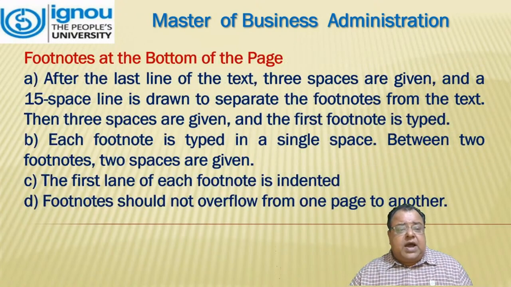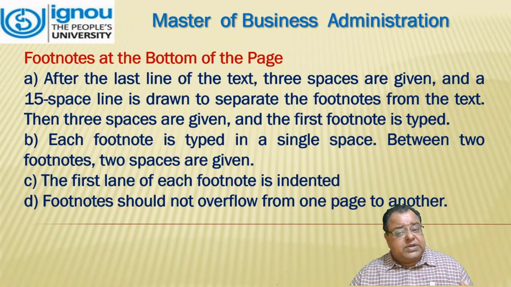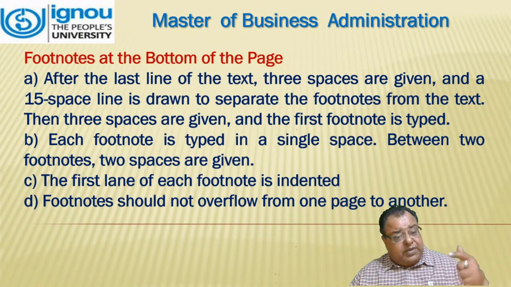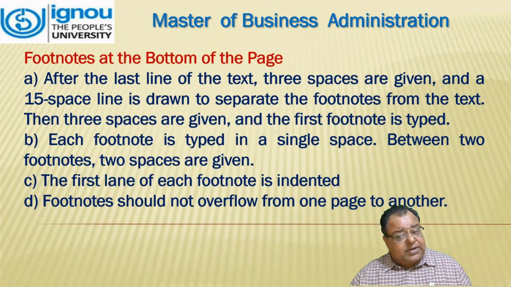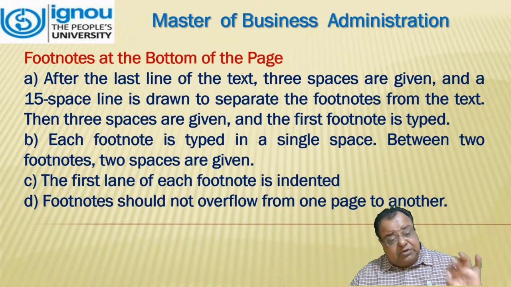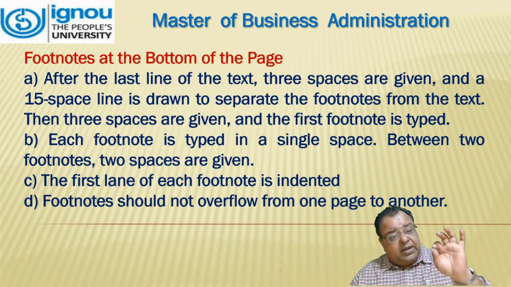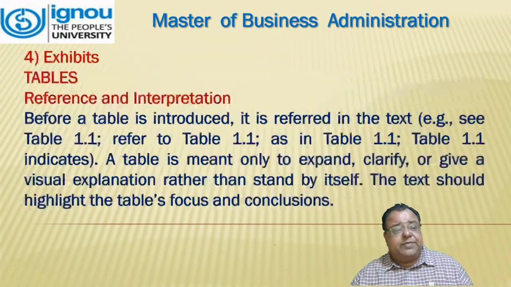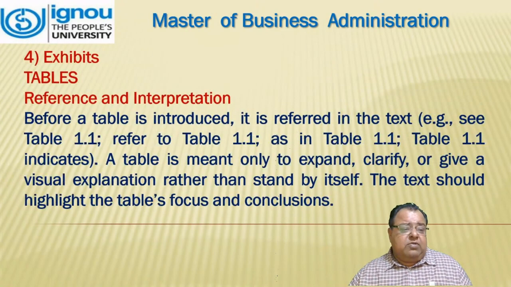Footnotes at the bottom of the page. After the last line of the text, three spaces are given and a 15-space line is drawn to separate the footnote from the text. When three spaces are given, the first footnote is typed. Each footnote is typed in single space. Between two footnotes, two spaces are given. The first line of each footnote is indented. A footnote should not overflow from one page to another. That means the information has to be placed at the bottom in such a form that the page does not change. The fourth one is exhibits, which includes tables.